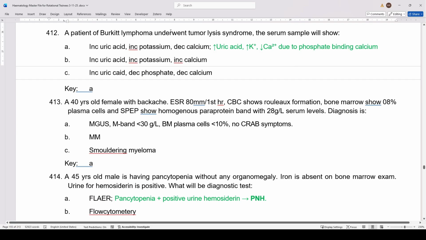Then a patient of Burkitt's lymphoma underwent tumor lysis syndrome and TLC count is so high. Okay, the patient can go into tumor lysis syndrome. Okay, the serum sample will show what? When there is lysis of the cells, whatever is inside the cell will come out. So there will be increased potassium, increased phosphate. Okay, increased uric acid, and there is decreased calcium, because when phosphate comes out, the calcium will just bind with phosphate, so calcium level will be reduced. So this option is correct: increased uric acid, increased potassium, and decreased calcium levels.